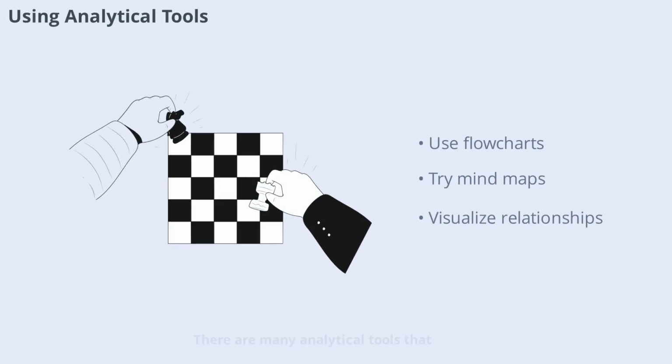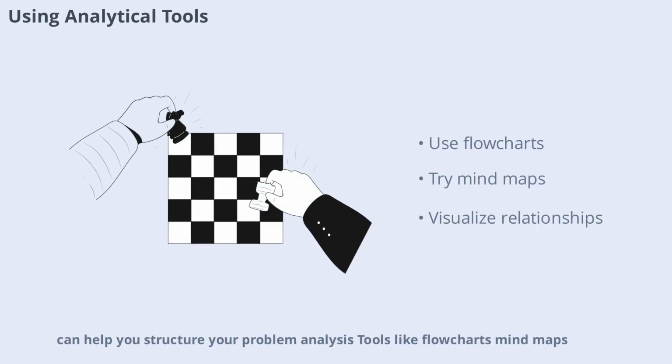There are many analytical tools that can help you structure your problem analysis. Tools like flowcharts, mind maps, and cause-and-effect diagrams make it easier to visualize complex issues. Choose the tool that best fits your problem and use it to organize information, identify patterns, and spot gaps in your understanding. These tools can turn a confusing situation into a clear, actionable plan.